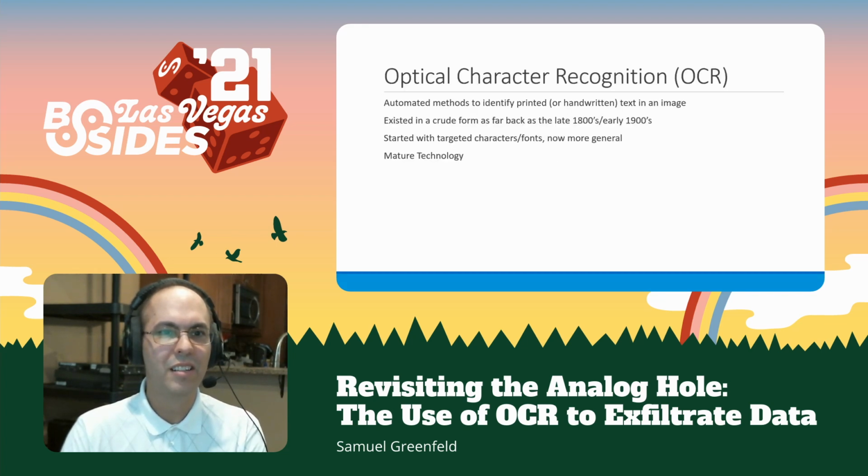Optical character recognition in general refers to automated methods to identify printed or handwritten text in an image. It existed in a crude form as far back as the 1800s or early 1900s, when portions of characters were converted one bit at a time into audio for use by the blind to interpret text. It started with targeted characters and fonts and is now much more general, and it's a very mature technology. If you look at many optical character recognition programs from the 1970s, they look very much like their counterparts today.